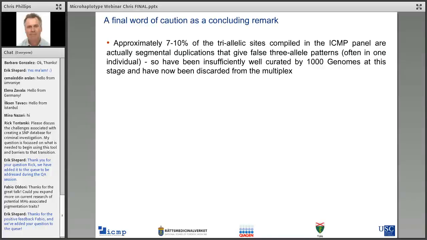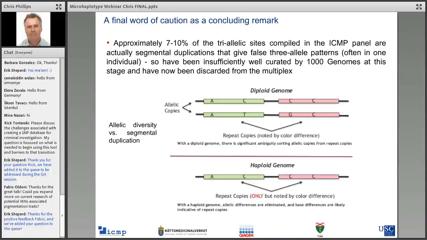This is really just, I guess, a failure of the bioinformatics pipeline that goes into constructing these multiplexes. And when you've got a very large number of markers going in, that's understandable. So anyway, that's just a word of caution about assuming that all markers are going to work perfectly and be true markers. And this is just a problem that's well known of comparing allelic diversities against apparent diversity from segmental duplication.